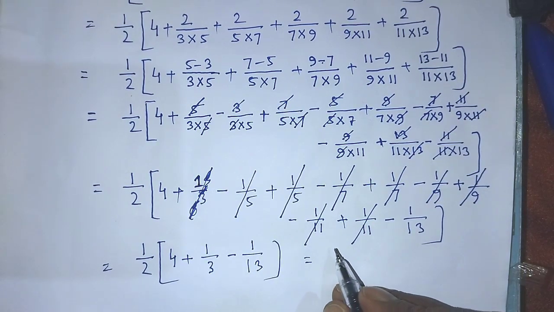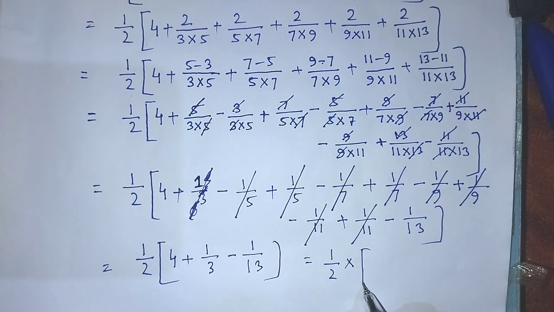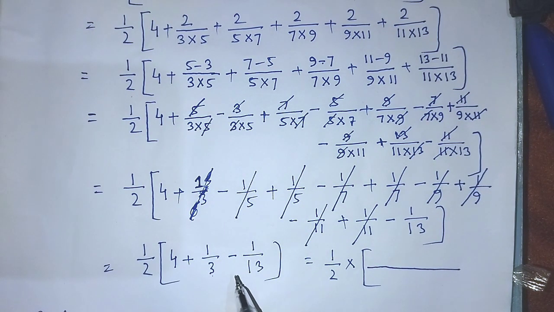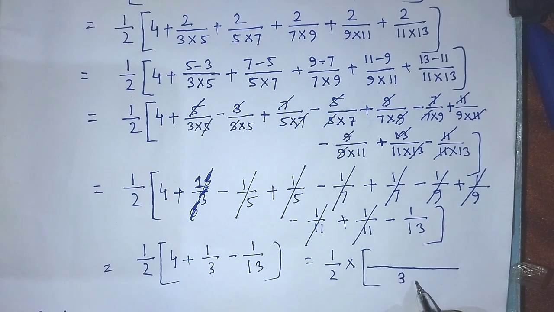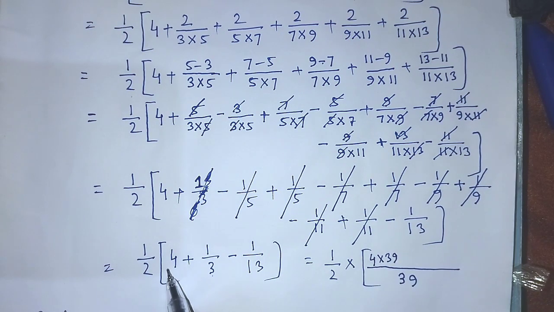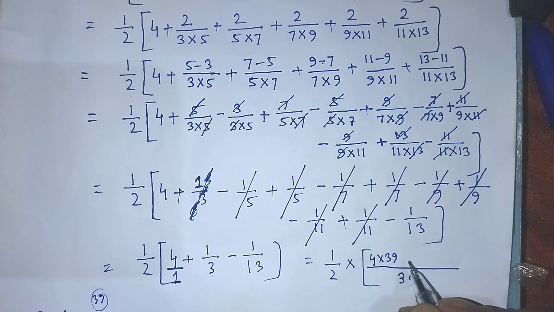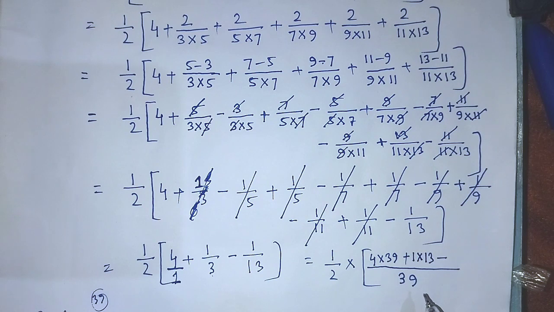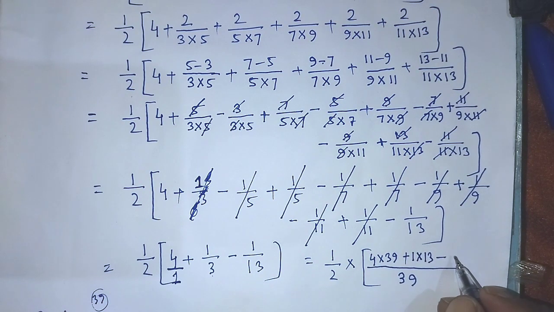Okay, is equal to, again we have to write 1/2 into, inside this bracket we have to write a division line, and you have to write the LCM of 3 and 13. The LCM of 3 and 13 is 39. So you have to write 39 in the place of denominator. You have to write 4 into 39. If you convert 4 into fractional form, you have to take 1 in the place of denominator. So you have to write here 4 into 39. Plus, similarly, we divide the LCM 39 by 3, then you get 13. So we have to multiply 1 with 13, minus, if you divide the LCM 39 by 13, then you get 3. So we have to multiply 1 with 3.